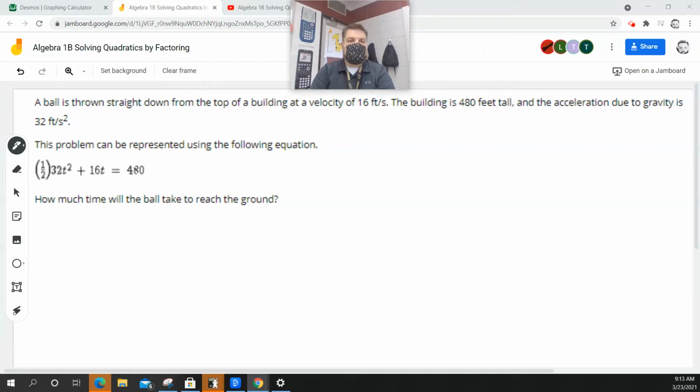All right, a ball is thrown straight down from the top of a building at a velocity of 16 meters per second. The building is 480 feet tall, and the acceleration due to gravity is 32 feet per second squared. It says this problem can be represented by the following equation. How much time will it take for the ball to reach the ground?